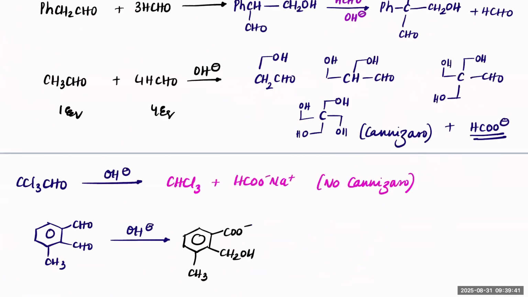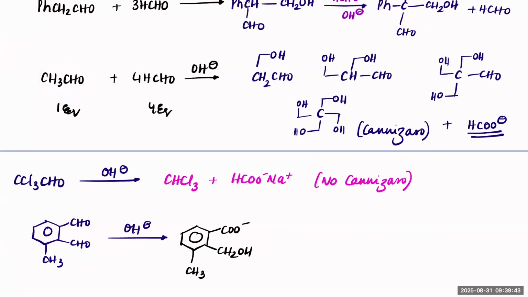What if I start with acetaldehyde? Here we used benzyl carbaldehyde. But what if I take acetaldehyde? With acetaldehyde, you have 3 hydrogens. So first 3 methanol groups should be forming. This is the first aldol, this is the second aldol, and this is the third aldol. Done?